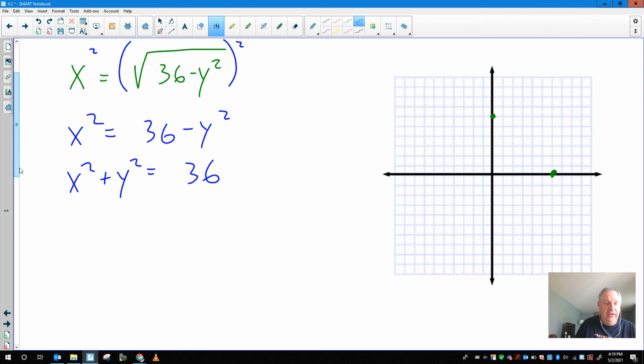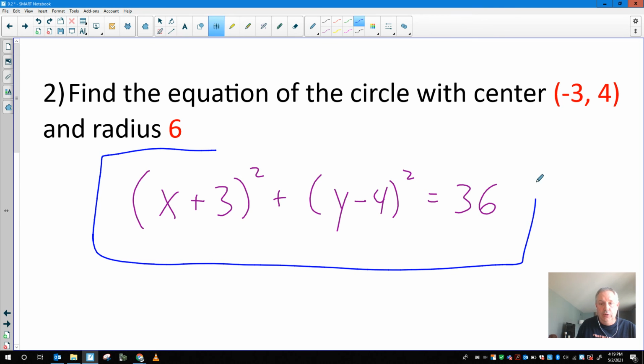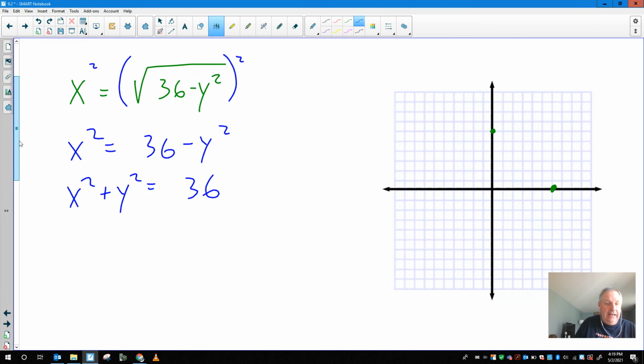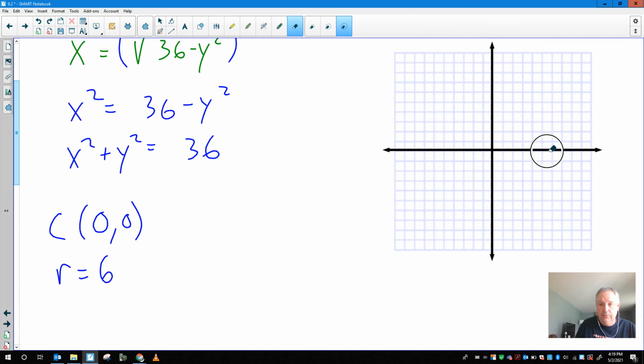And this is easy to see: this is just going to be a circle with center 0, 0. If I give you the equation, you can just go backwards and identify the center and the radius. That should be easy to go back and forth. So I can look at this one and easily see that this would be a circle with center 0, 0 and radius of 6.